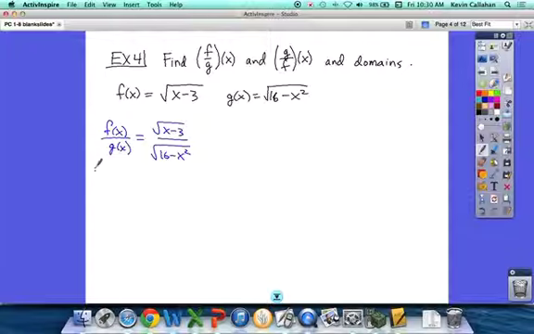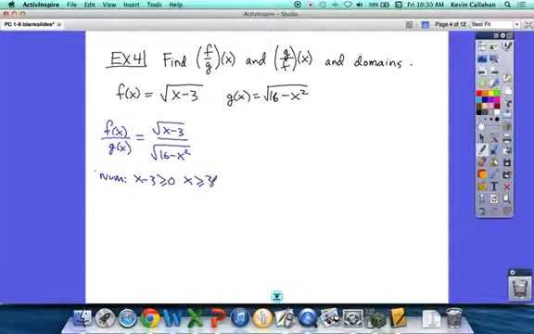And there's 2 things going on here. We can't take the square root of a negative number, so that's going to restrict our domain. And we cannot divide by 0. We have to make sure that for the numerator, x minus 3 is greater than or equal to 0, so x is greater than or equal to 3. Just looking at that square root.